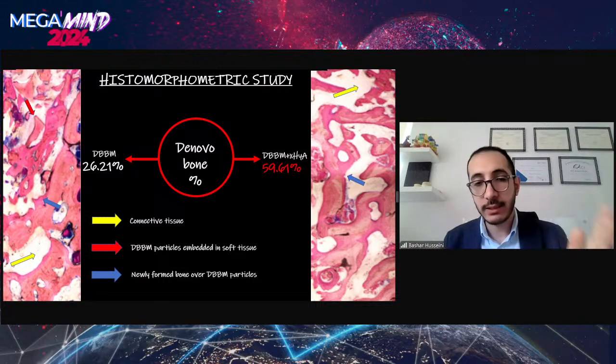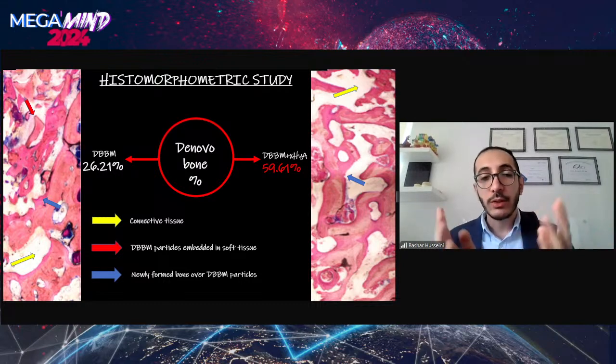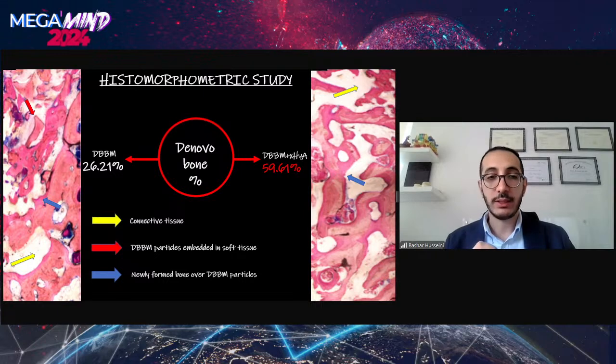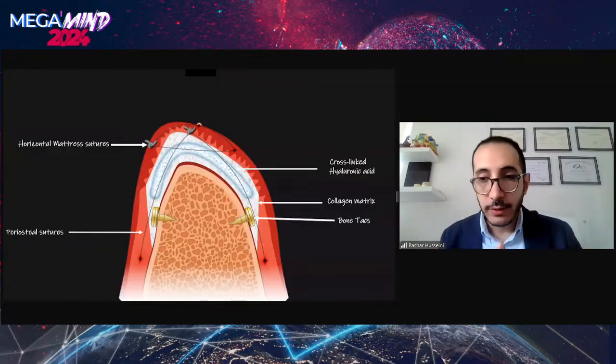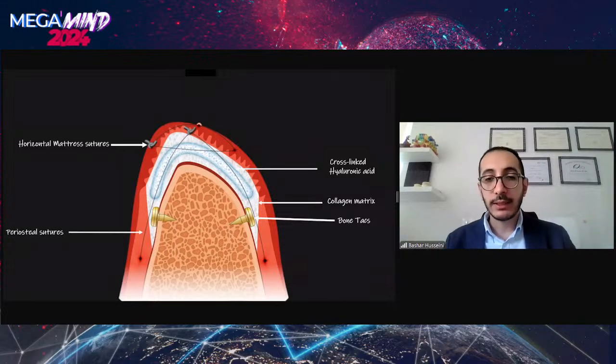How should I place this matrix if I want to temporize my implants? I will introduce for you the hat-trick technique. It's a modification of soft tissue grafting and bioactivating it. I will start with the pontic side. I did this figure. Basically, I will create some bevels on the collagen matrix, fix it with some bone tacks, inject hyaluronic acid in the middle, and furthermore stabilize it with periosteal sutures. It's on the pontic side.